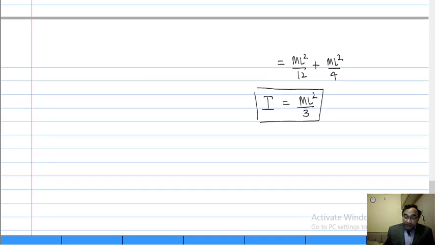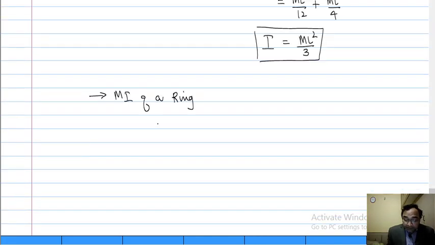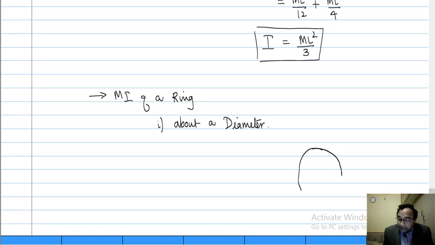Now, let us try one more. Let us say we are asked to find the moment of inertia of a ring. First case, I am taking a ring about a diameter. Let us try to find it about a diameter. Now, we have a ring. Let us say the ring is of radius r.